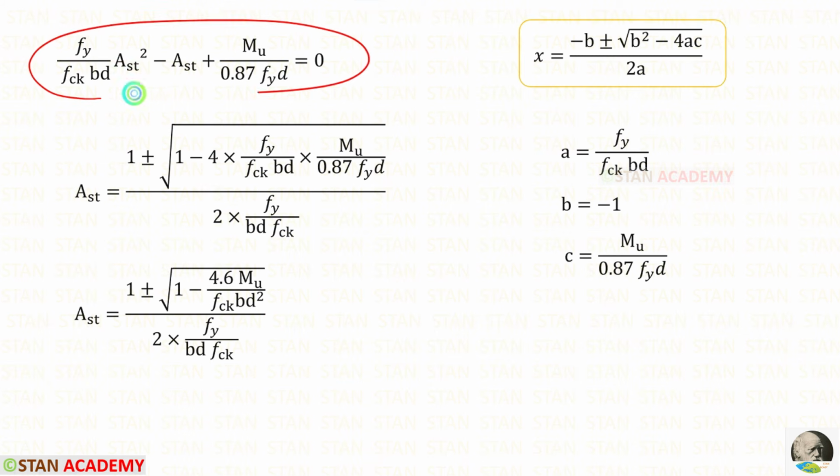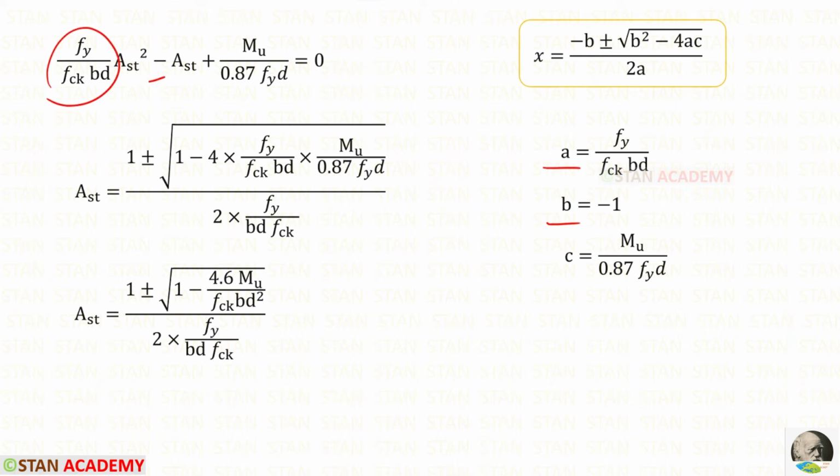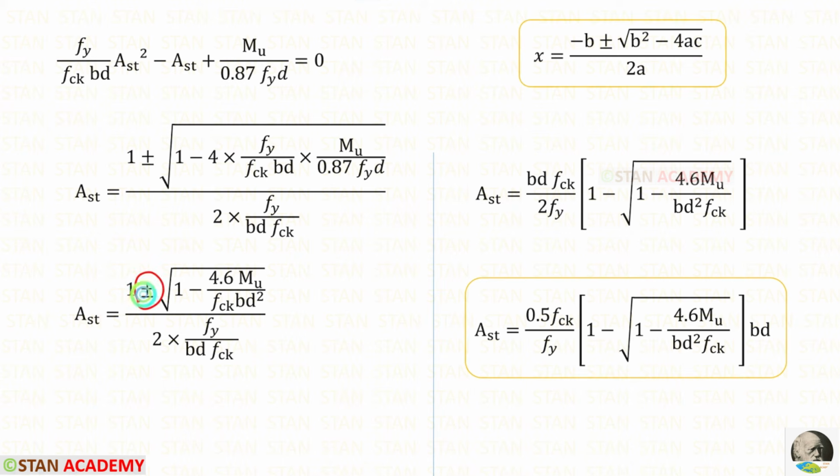This is a quadratic equation. Using this formula, we can find AST. A is this one, B is -1, and C is this one. 4 by 0.87, it will be 4.6. We can eliminate Fy. D into D, it will be D square. Here we have plus or minus. The positive sign is not applicable, so we can only use the negative sign.